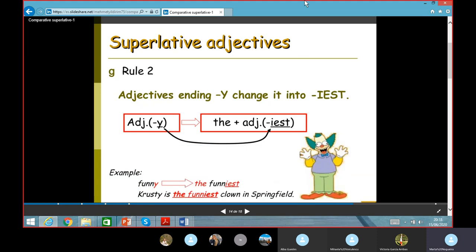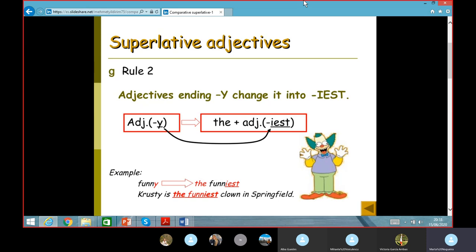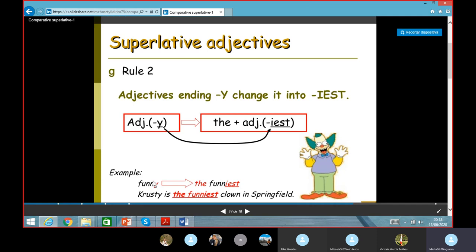Krusty is the funniest clown in Springfield. Krusty es el payaso más gracioso en Springfield o de Springfield. Krusty is the funniest clown in Springfield. Okay? Why? Because I have a Y here, so I have to drop it.